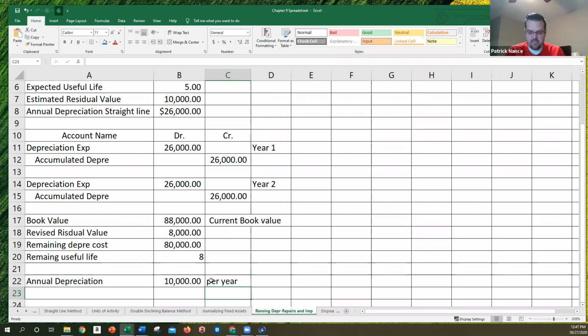And I do like the graphic that page 439 shows as far as how that change in estimate happens and where that comes in and what that does to the slope of the line for my depreciation, or for my book value in this case.